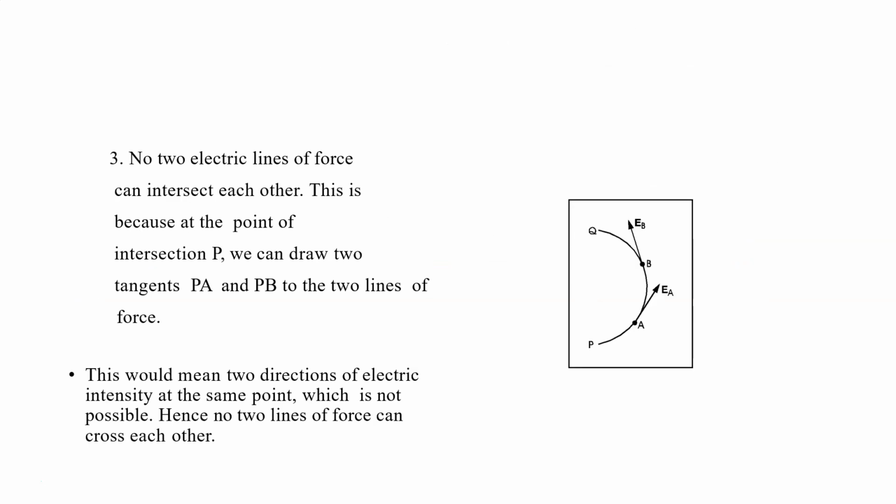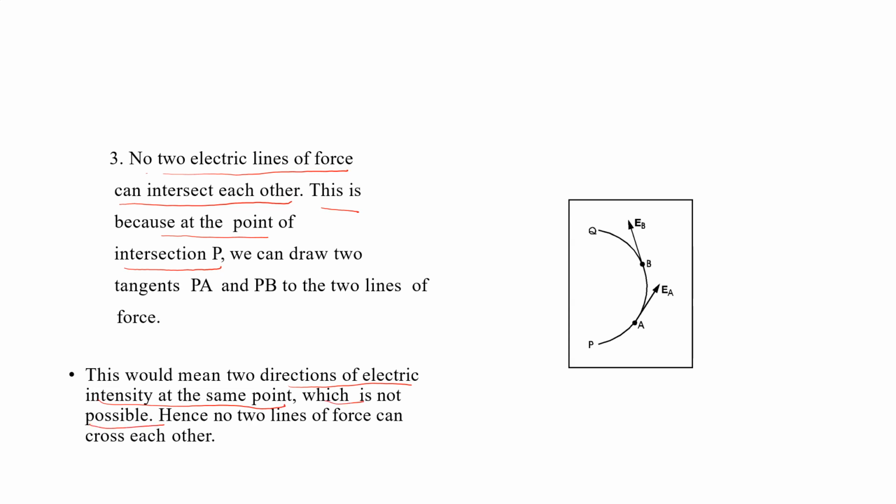And the third one, the most important one: no two electric lines of force can intersect each other. This question is asked many times. No two electric lines of force can intersect each other. This is because at the point of intersection P, we can draw two tangents, PA and PB, to the two lines of force. This would mean two directions of electric intensity at the same point, which is not possible.